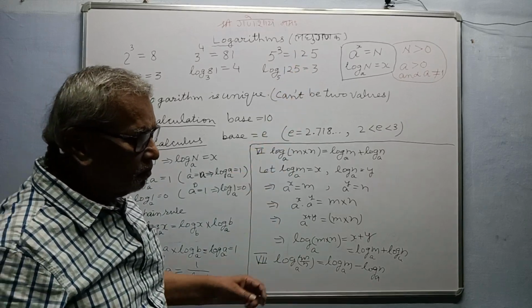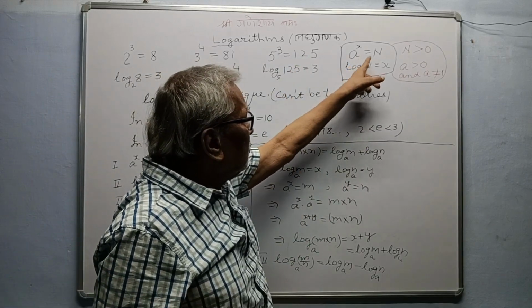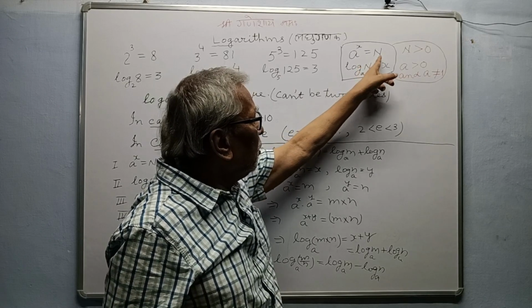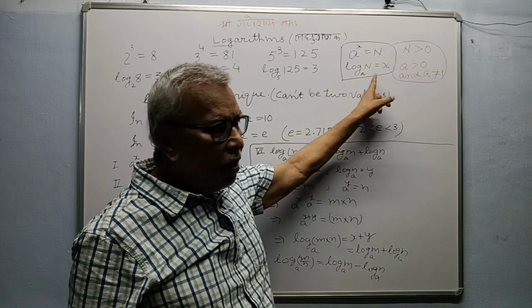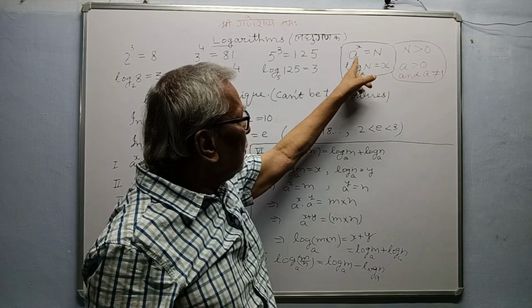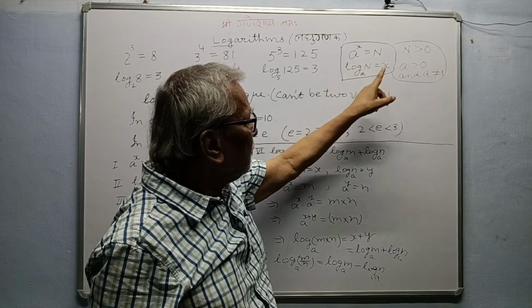Now in general, a to the power x is equal to n. So log n to the base a is equal to x.